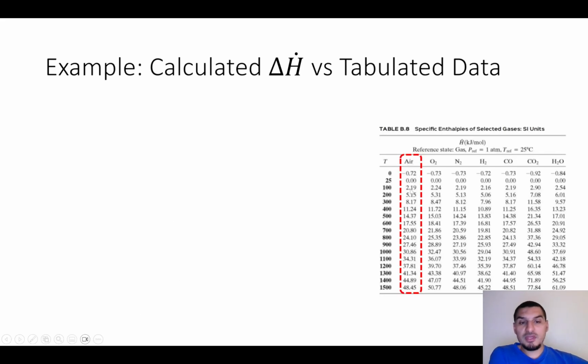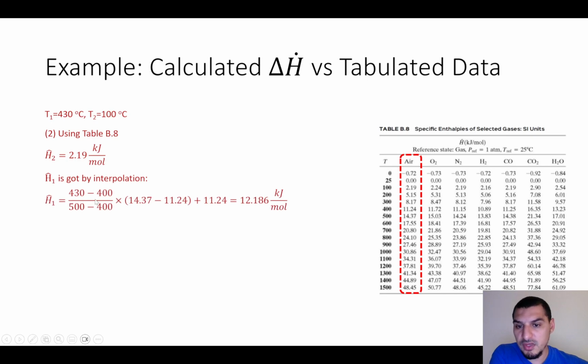So let's go back to the problem. So we have here the table. We have data for air. The integration, as we said, T1 is 430, T2 is 100. So I want to get the enthalpies for these two temperatures. The enthalpy for air at 100 degrees Celsius is already given. It's 2.19. For 430 it's not there. We have 400 and 500, so we can do interpolation. By interpolation, you can get the value. We have already done this before, so I'm not going to go into the details of interpolation. So it's going to be 12.186.